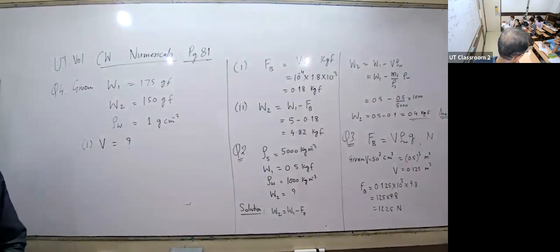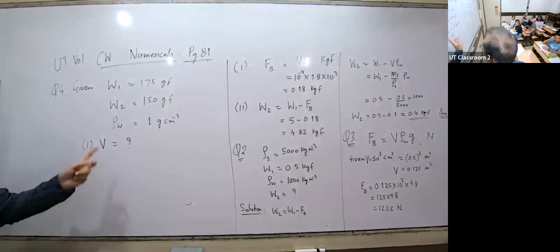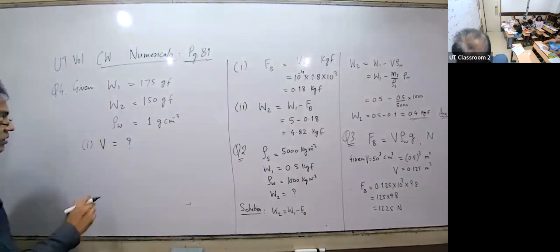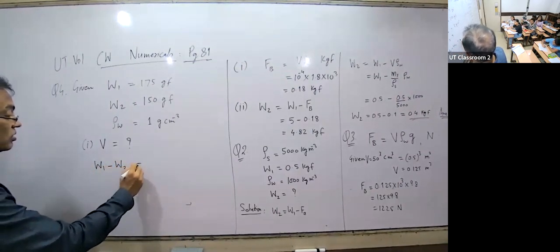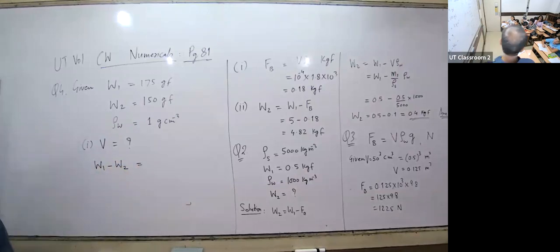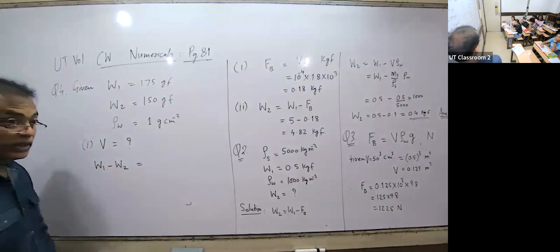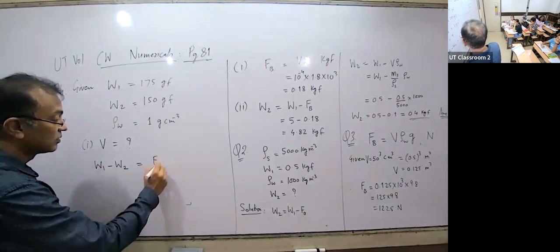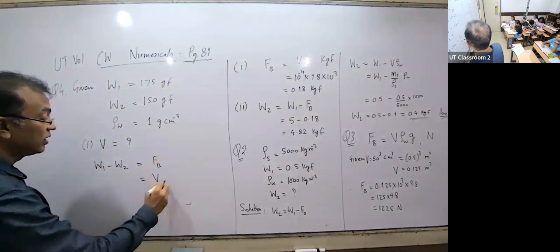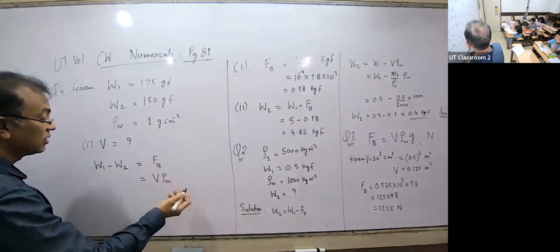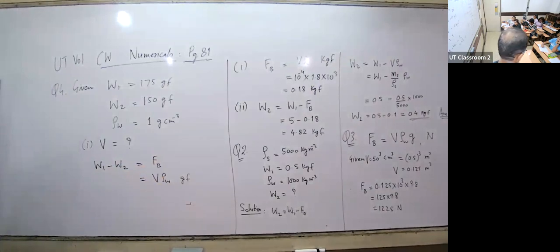Wait, so how will we do it? So what do we know in this? W1 minus W2 must be equal to the weight of liquid replaced by the brass mass, that is upthrust. Correct? What is upthrust equal to? Volume times density of the liquid. That's it. It is in gram force, so I'm not taking g, isn't it?